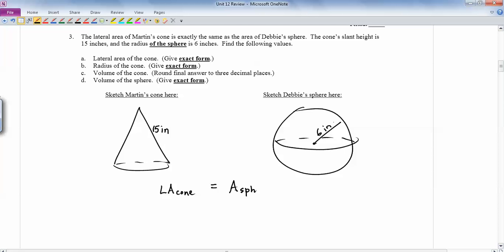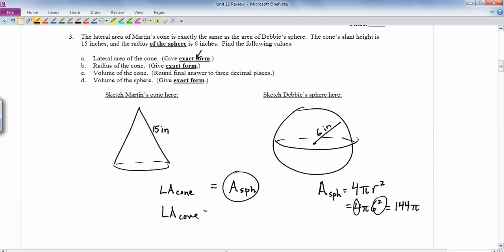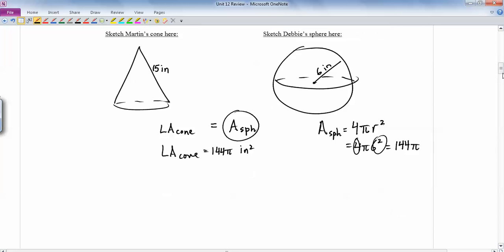Find the following values. Find the lateral area of the cone. Well, the lateral area of the cone is the same as the area of the sphere, so let's figure out the area of the sphere. The area of the sphere formula is 4 pi r squared. So this is 4 pi 6 squared, and notice this is exact form, so let's not multiply the pi in. It's 36 times 4, which is 144, times pi. So the lateral area of the cone is 144 pi inches squared. Let's go ahead and put that in.